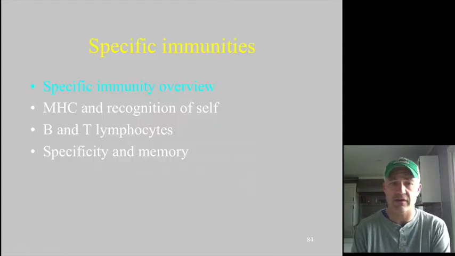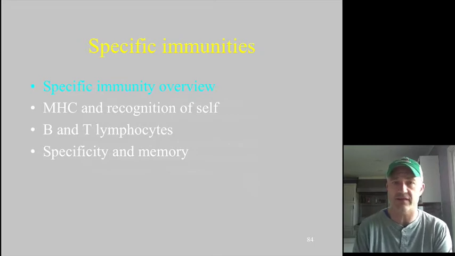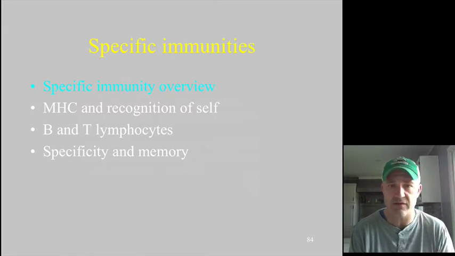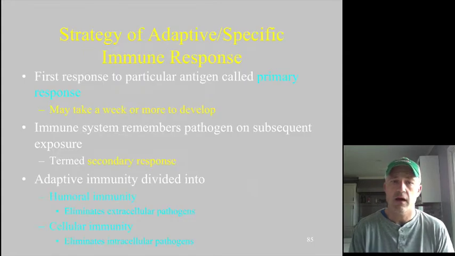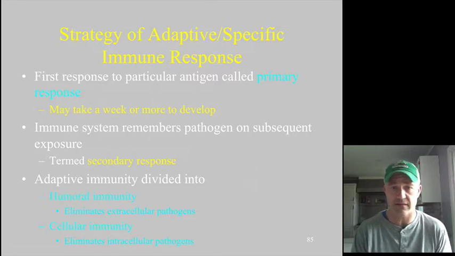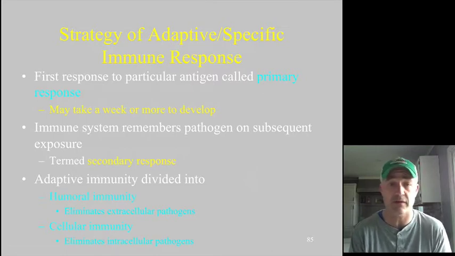So what we're going to talk about here is an overview of some of these things, and then we're going to work through some of the different responses that we'll see in the different parts of the specific immune system. The specific immune system is not an immediate thing. It's not like the innate that's already there. This is going to take some time for the body to ramp up a little bit.